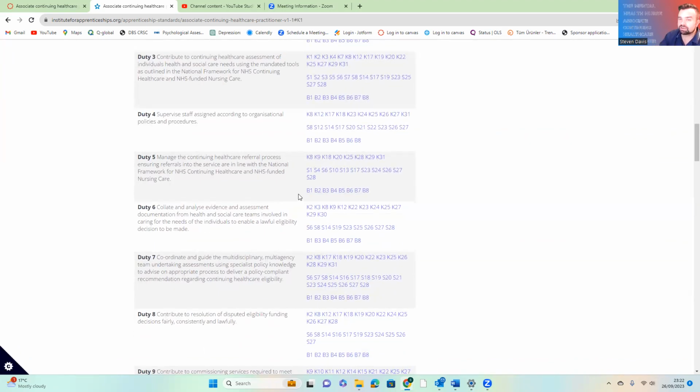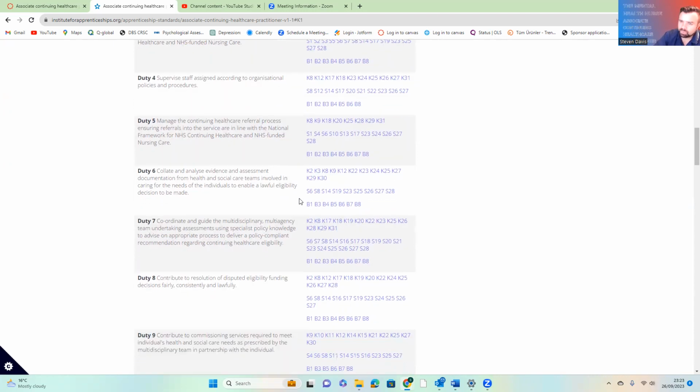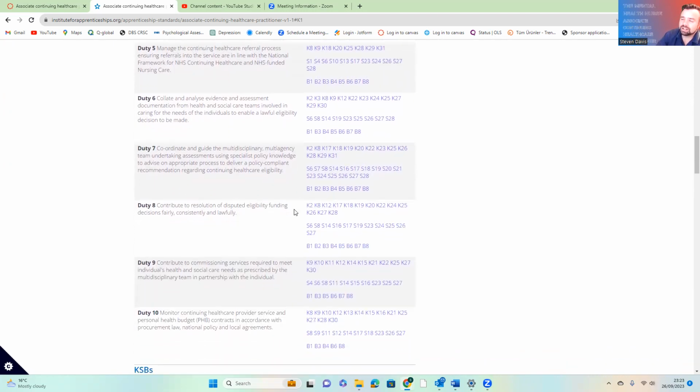So looking at each of the criteria, understanding the evidence that's required to support what you're saying, or look at the assessment tools in which you're going to do, and to make sure that the individuals are eligible lawfully for the decision that's being made. So making sure that actually, if you are going to claim for somebody, you've got the evidence there to do it. So we're not wasting time.